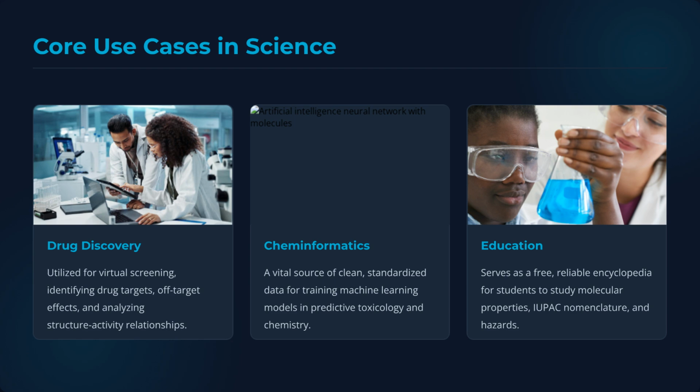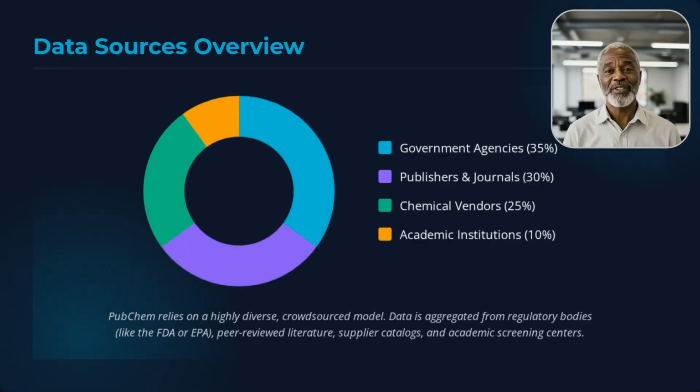Core use cases span drug discovery, cheminformatics, and education. It's used for virtual screening, training predictive toxicology models, and serving as a reliable encyclopedia for students to study chemistry. PubChem relies on a diverse, crowdsourced model, aggregating data from government agencies at 35%, publishers and journals at 30%, chemical vendors at 25%, and academic institutions at 10%.